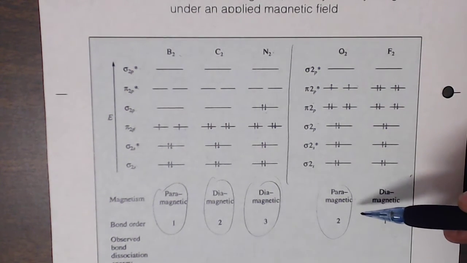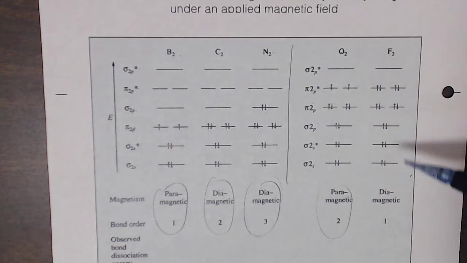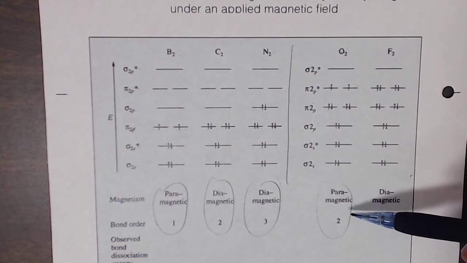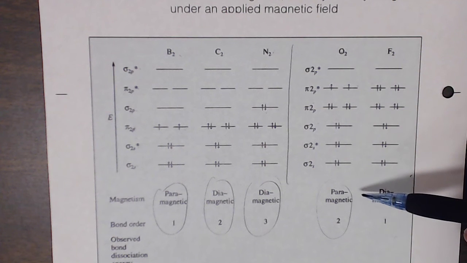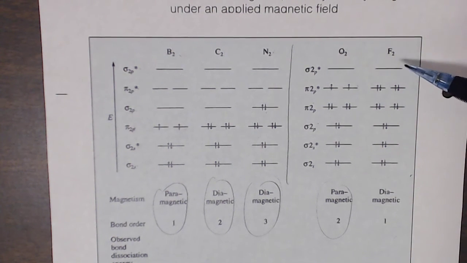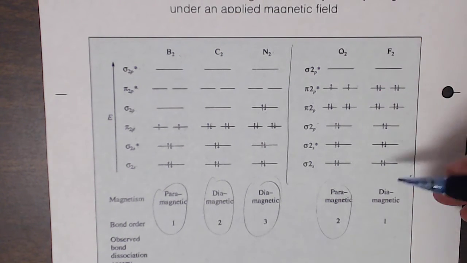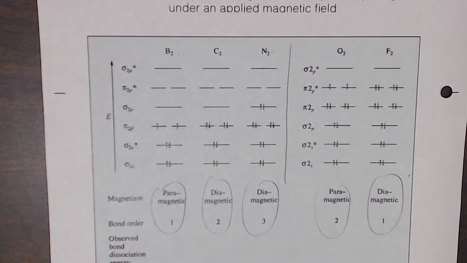So this is actually really cool. If you have liquid oxygen, and you should look this up on the internet, if you have liquid oxygen and you pour it over a magnet, the liquid will actually bend with the magnetic field. It's kind of a neat demonstration. And then F2 is predicted to be diamagnetic with a bond order of 1. And all of these confirm what is predicted with Lewis structure. So it's kind of a neat pairing.